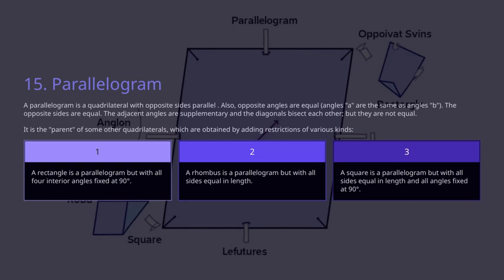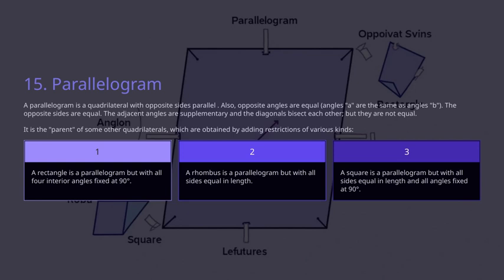Another important point is that the adjacent angles are supplementary, meaning they add up to 180 degrees. The diagonals of a parallelogram bisect each other, dividing each diagonal into two equal parts, but it's worth noting that the diagonals themselves are not necessarily equal in length.